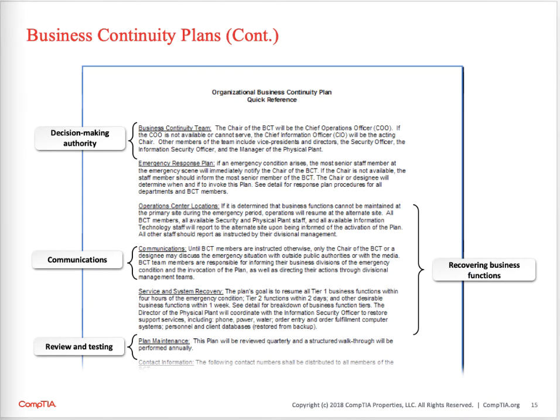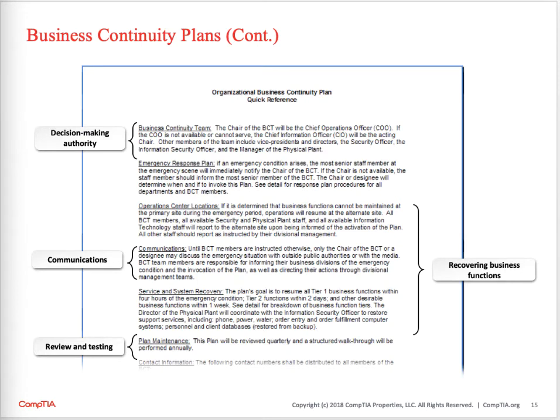So in this case, we have a quick snapshot of a business continuity plan, a quick reference. Now, these plans are very long documents. I had to do several of them in college. I believe this one was like 50 pages. So for this quick reference, we first have our decision making authority.